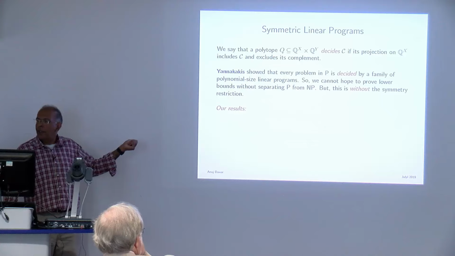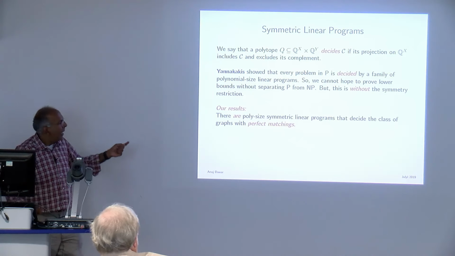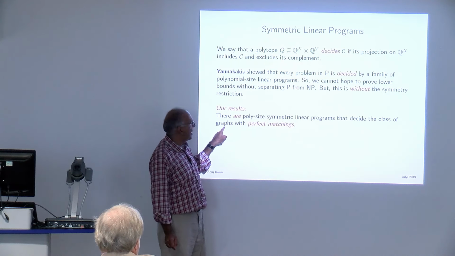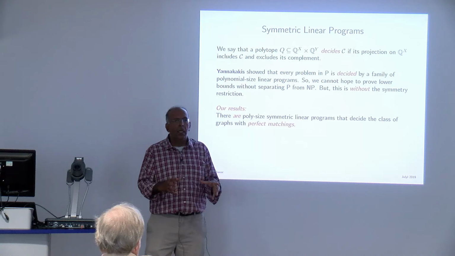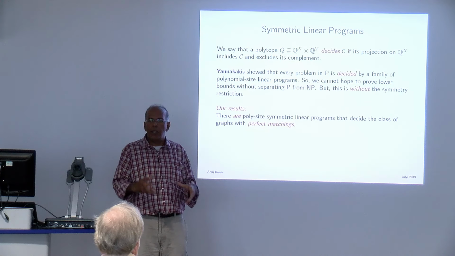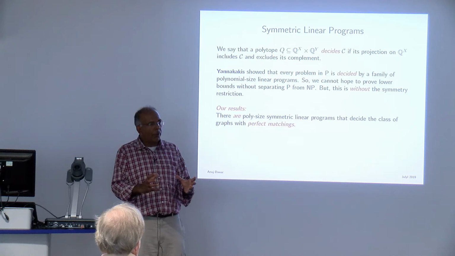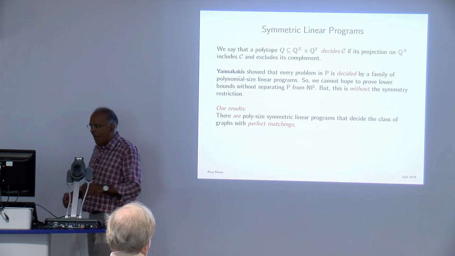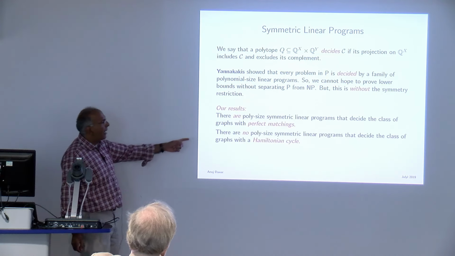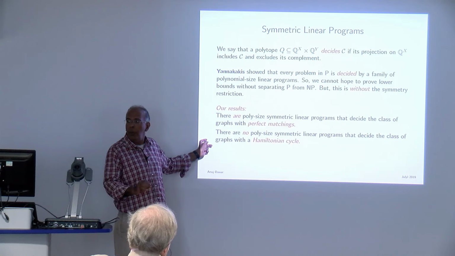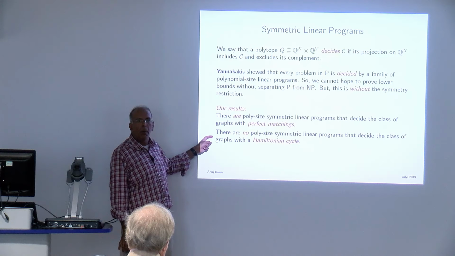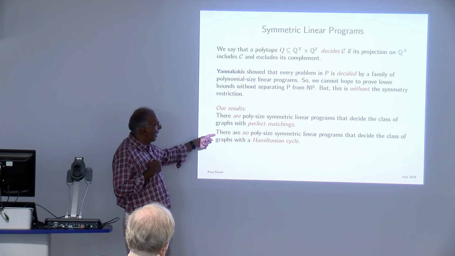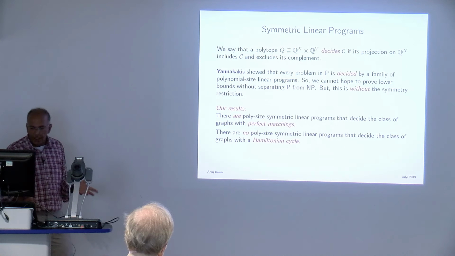Well, it turns out we get a rather different set of results, and this is what we proved. In the case of perfect matchings, there are polynomial-sized symmetric linear programs that decide the collection of graphs with perfect matchings. Okay, so it turns out, unlike the exponential lower bound of Yannakakis, if you're not looking for the convex hull, but really just something to decide it, you can do it symmetrically and in polynomial size. But in the case of Hamiltonian cycle, we can prove categorically, without assuming P is different from NP, that there is no poly-size symmetric linear programs. Okay? So we can in fact get an exponential lower bound.